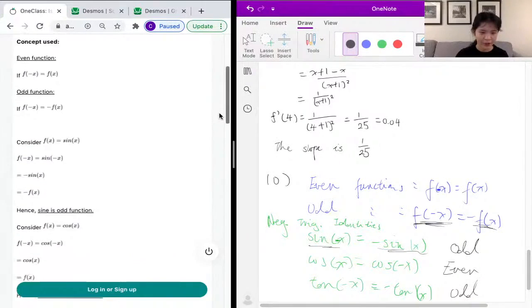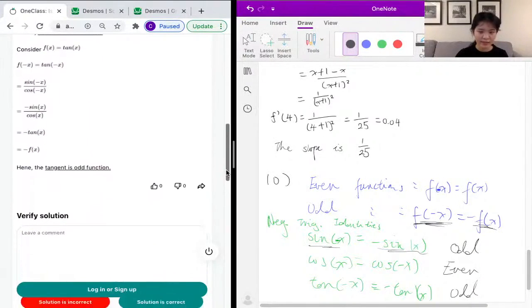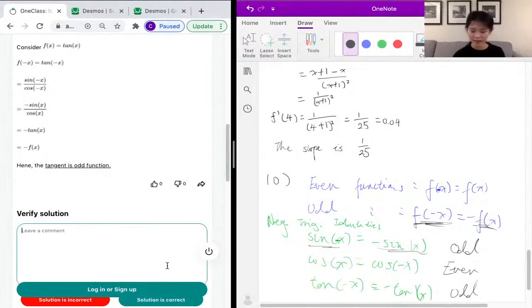but I'll just not do it for you. So let's see. Yes, sine is odd, cosine is even, and tangent is odd. So the solution is correct. Good job. Nice.